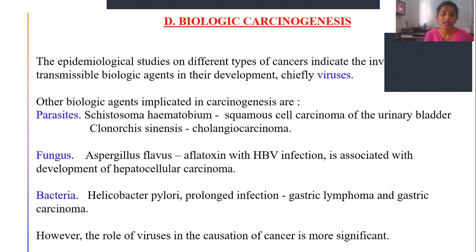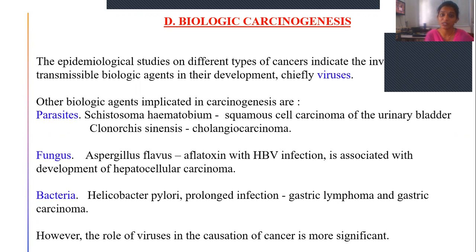And among fungi, Aspergillus flavus is mainly seen in stored seeds. In storage of any seeds, Aspergillus flavus will be there. It secretes a chemical called aflatoxin. This aflatoxin, when associated with HBV infection, may cause hepatocellular carcinoma.